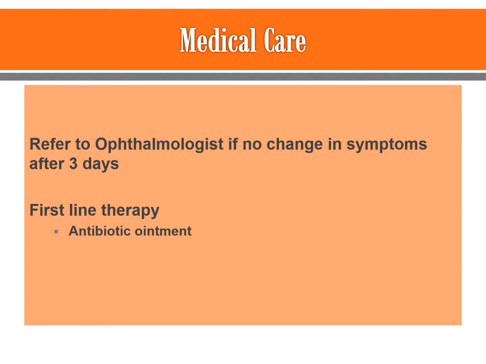An external hordeolum that does not respond to hot compresses can be incised with a blade, and usually put them on antibiotics. First line, so dicloxacillin or erythromycin 250 4 times a day are indicated if there's cellulitis with that. Usually we refer to the ophthalmologist if you don't see any change in their symptoms after 3 days, and you want to make sure to reassess them.